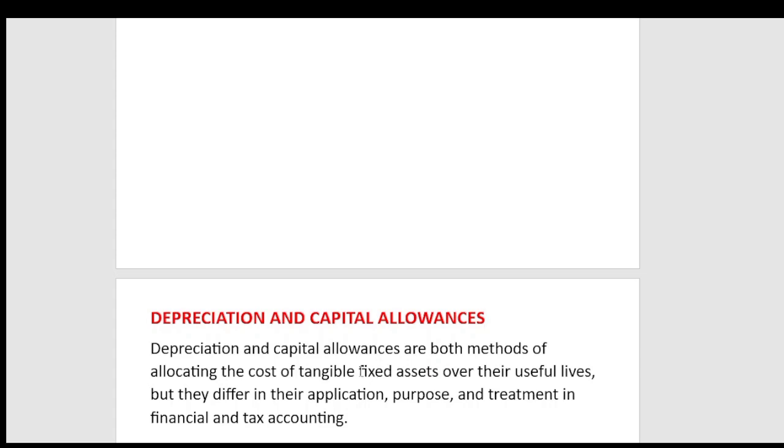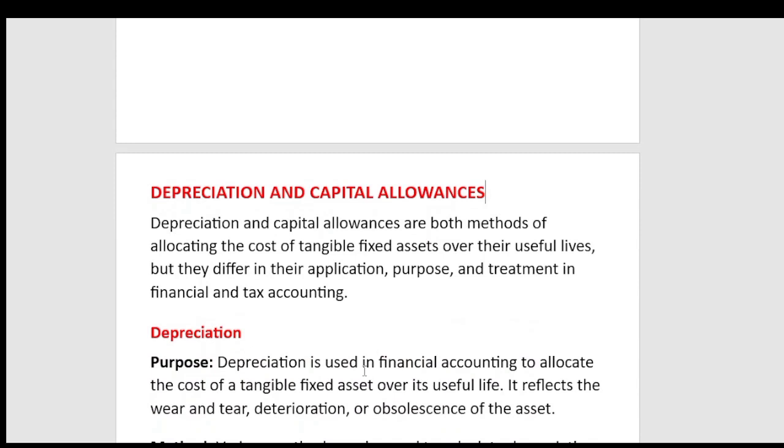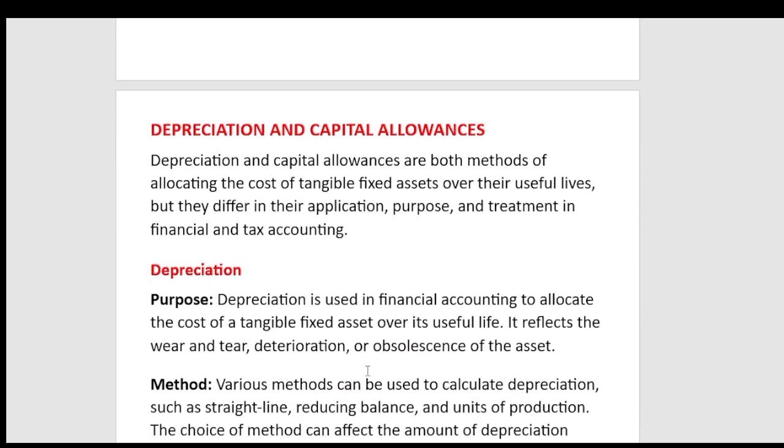Depreciation and capital allowance. Let's go fully to depreciation. Depreciation is used in financial accounting to allocate the cost of a tangible fixed asset over its useful life. It reflects the wear and tear, deterioration, or obsolescence of the assets. This tells us that depreciation focuses more on financial accounting. Depreciation is seen in financial statements.